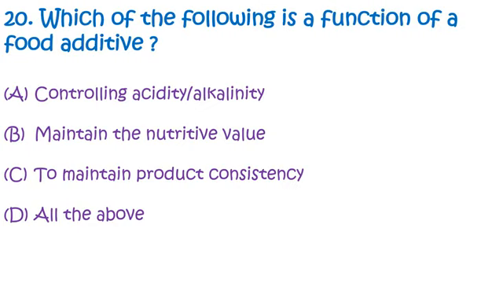Question number 20. Which of the following is a function of a food additive? Options are option A, controlling acidity or alkalinity, option B, maintain the nutritive value, option C, to maintain the product consistency, option D, all of the above. And the correct answer is option D, all of the above.